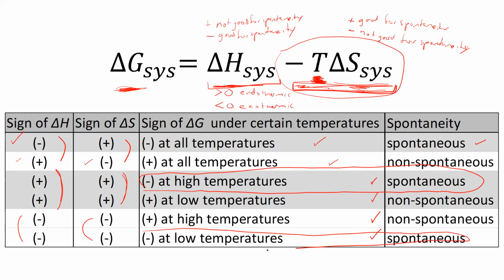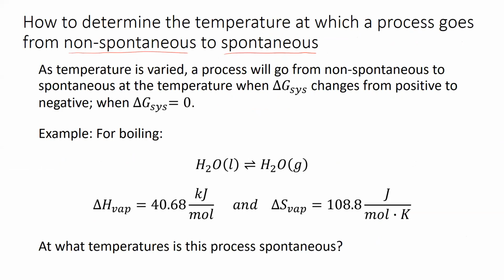And so understanding that the signs of delta H and delta S relate to us the spontaneity of the reaction, we can now determine the temperature at which it goes from spontaneous to non-spontaneous, or non-spontaneous to spontaneous. A positive delta G means it's not spontaneous, and a negative delta G says it's spontaneous. So when does delta G switch from positive to negative? Well, it switches at 0. So we can figure out that temperature by determining at what temperature delta G is 0.